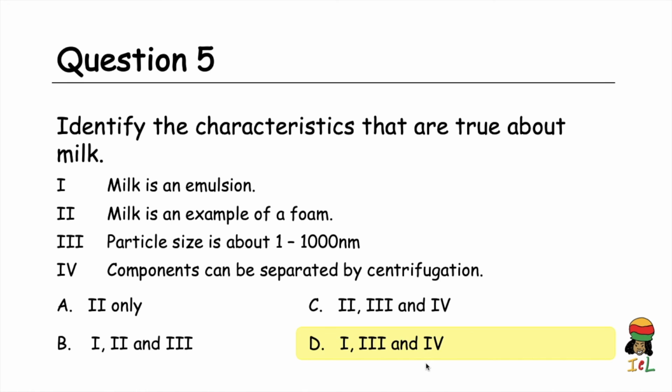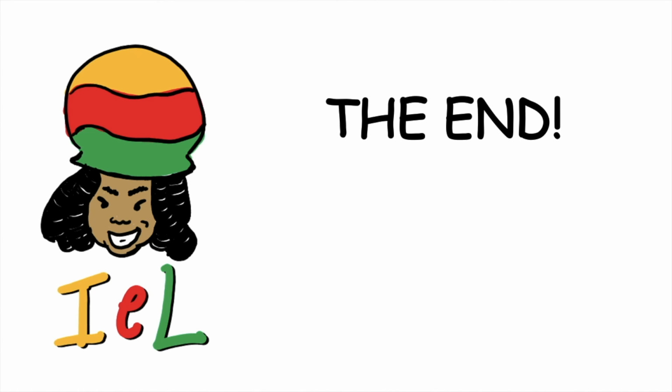So remember, milk is an emulsion, which is a type of colloid. Therefore, the particle size of colloids would range between 1 to 1000 nanometers, and the components can be separated by centrifugation. We have reached the end of our lesson.